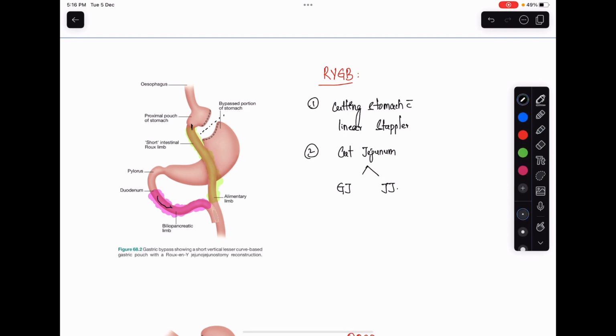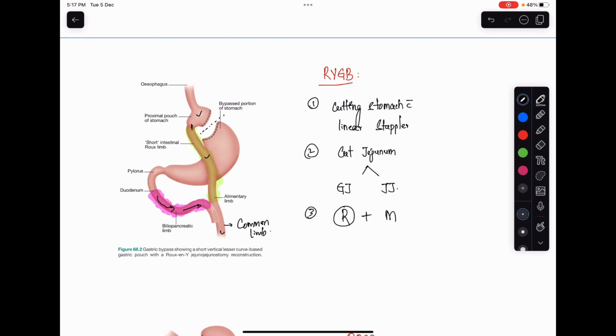Through all this segment, bile juice is entering from the biliopancreatic limb to the common limb. Food particles are coming from the proximal pouch of the stomach, from the roux limb, and then entering into the common limb. Here food is bypassing the biliopancreatic limb, so in this portion there will be no digestion at all, and there will be no absorption. So this is both a restrictive procedure and a malabsorptive procedure.